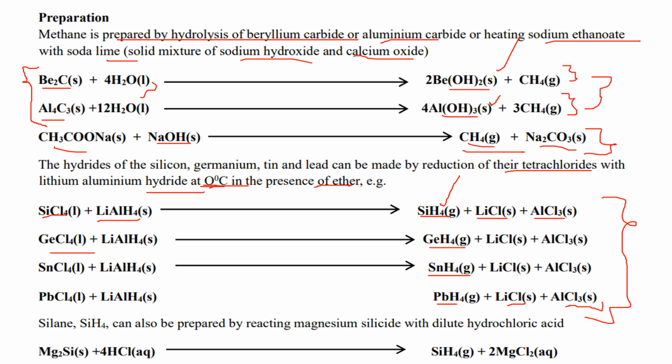We can also say that silane can be prepared by simply reacting magnesium silicide with dilute hydrochloric acid. So if you have magnesium silicide, you react it with dilute hydrochloric acid, you're going to form silane together with magnesium chloride.